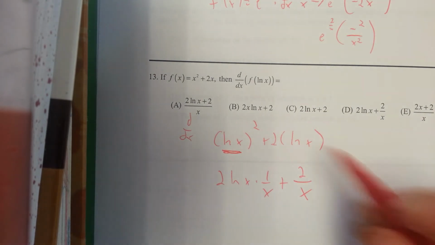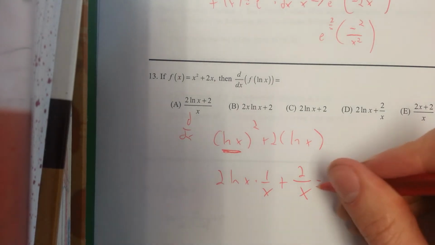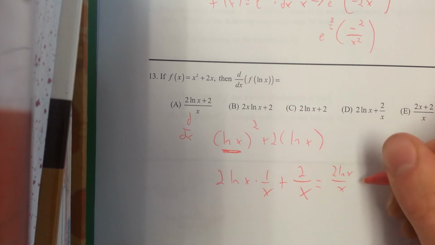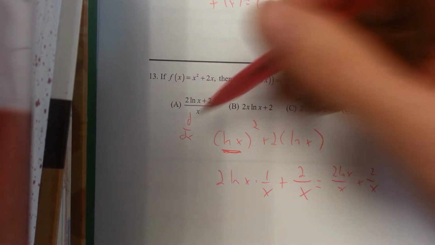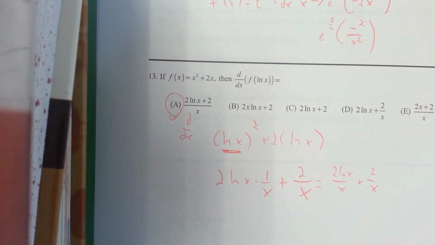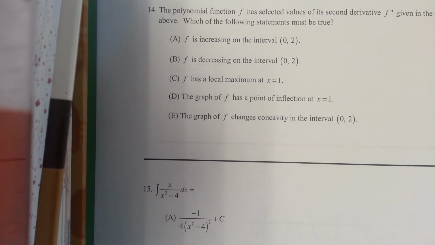Okay, so now I'm looking at this and I'm like, well, can I rewrite this at all? Sure, why not? 2 natural log of x over x plus 2 over x. Is that any of our answers? This is the same thing as A. Pause it if you want. If you don't believe me, go ahead, have a look at A. Okay, there it is, done, and I'm 5 minutes in. Good.